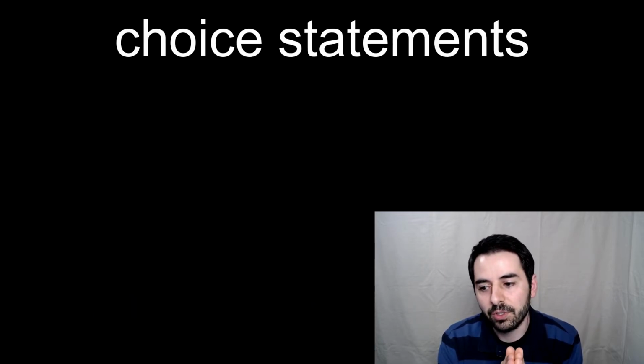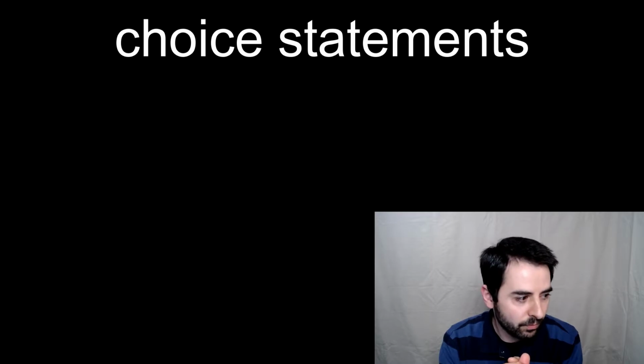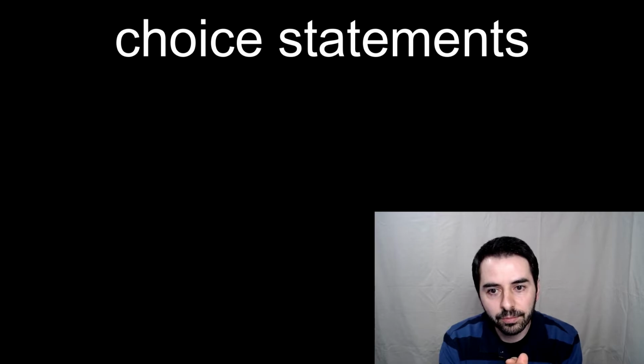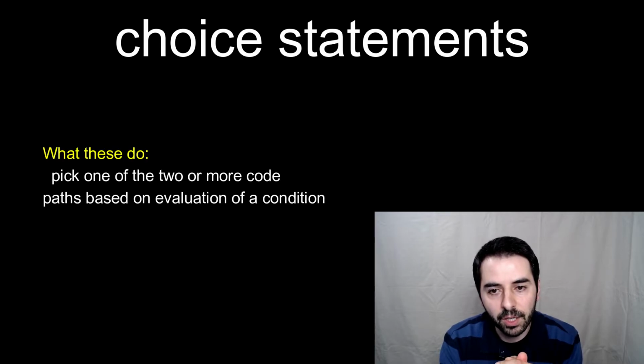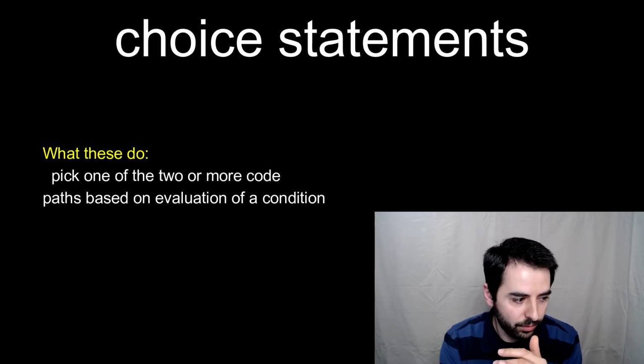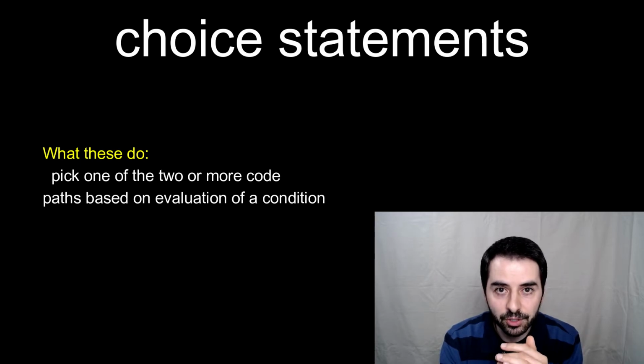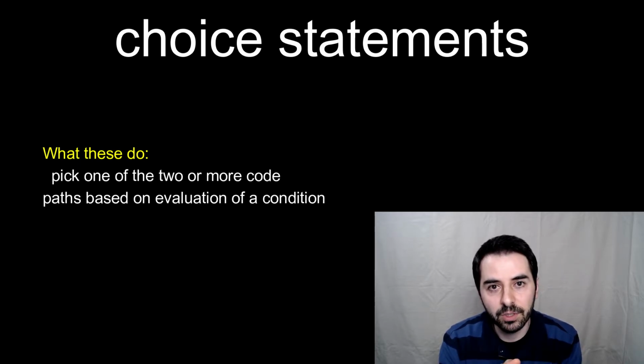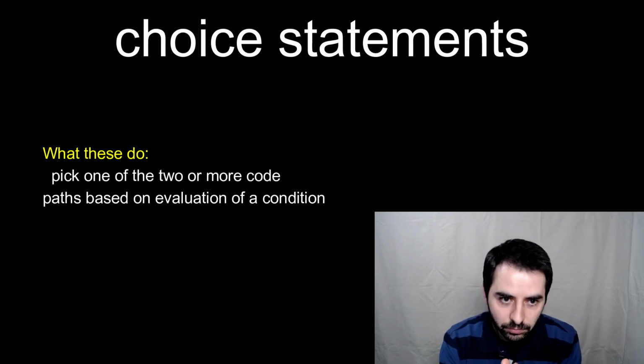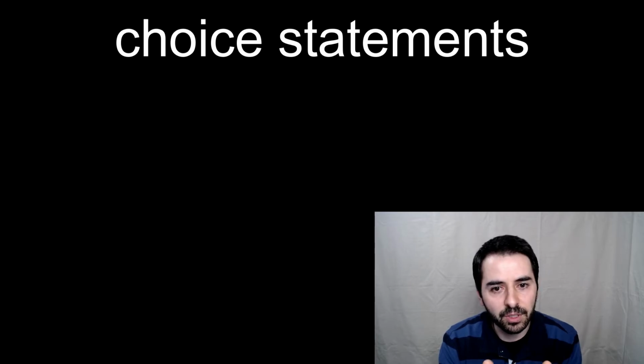So different categories of control flow statements include choice statements, which are basically conditional statements. They allow you to pick one of the paths, two or more, based on some condition check. So in our example, it would be if juice.flavor equals orange, that would be our condition. Then do something. So that would be a choice control statement.